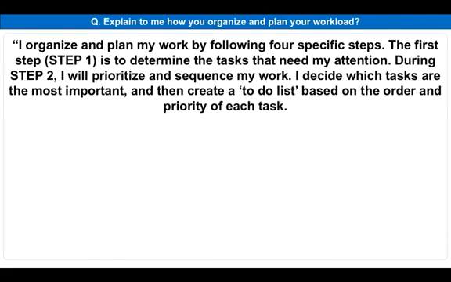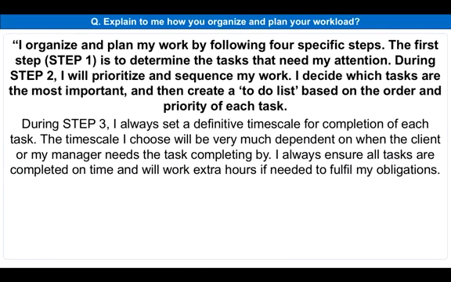I organise and plan my work by following 4 specific steps. The first step, step 1, is to determine the task that needs my attention. During step 2, I will prioritise and sequence my work. I decide which tasks are the most important and then create a to-do list based on the order and priority of each task. During step 3, I always set a definitive timescale for completion of each task.